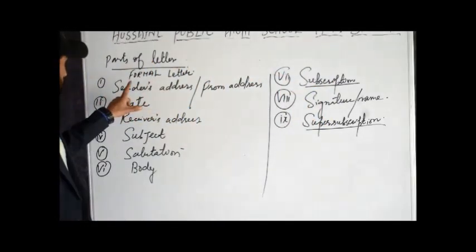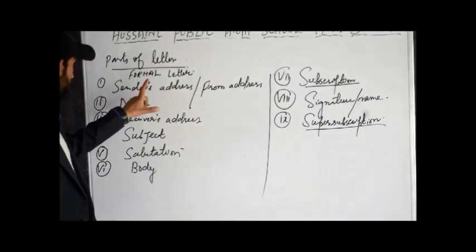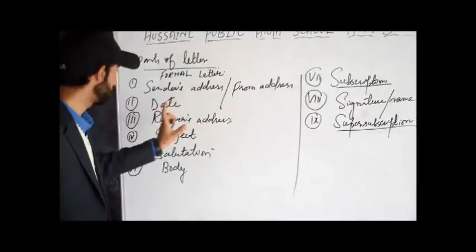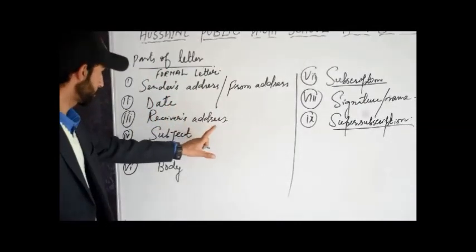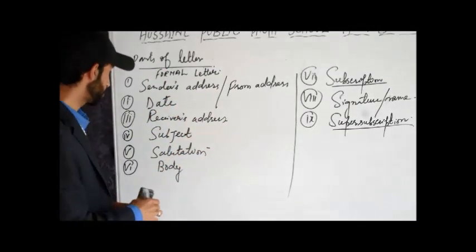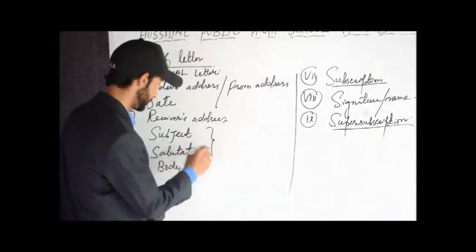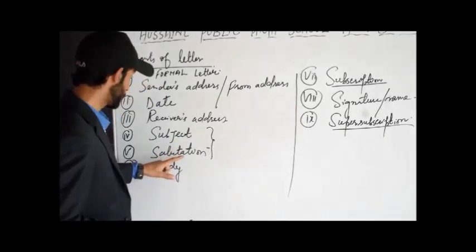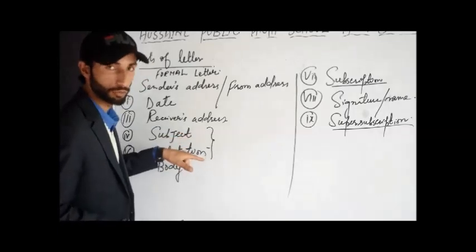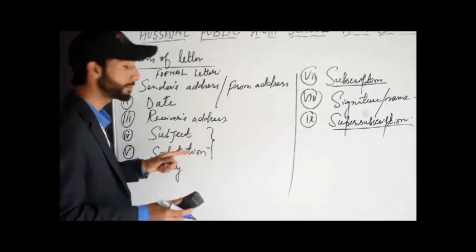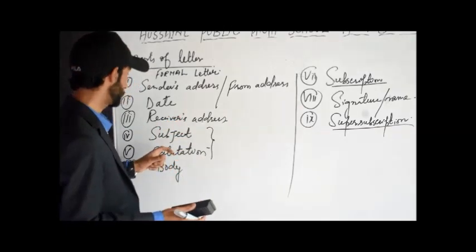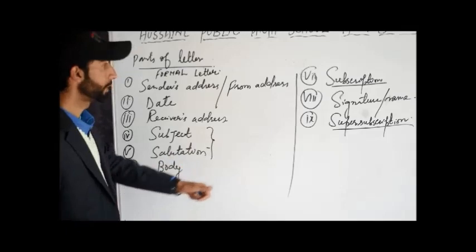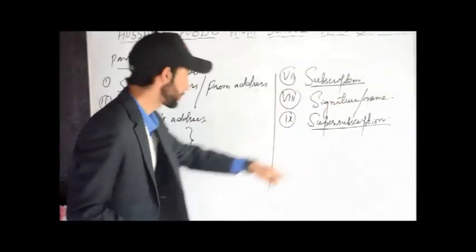These are the parts of a letter, and particularly I talked about the formal letter. I have shown you sender's address, very important. Then we put date, then the receiver's address, then subject, then we have salutation. Okay, this is optional. If you look at the recent CBSE format, there is first salutation, then subject. If you write subject first or salutation first, it depends upon you, so your marks will not be deducted for that. Now body, subscription, signature, and super subscription.